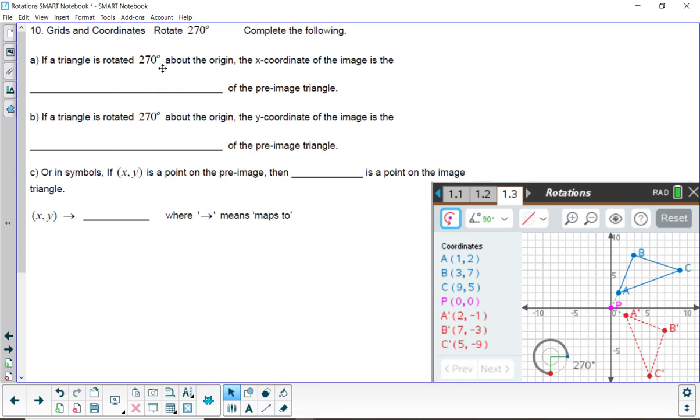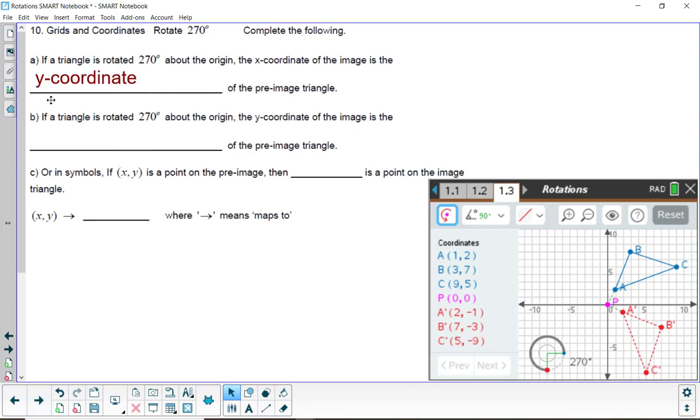So 10a, if a triangle is rotated 270 degrees, again about the origin, the x-coordinate of the image is the y-coordinate of the pre-image. The y-coordinate of the image is the opposite of the x-coordinate of the pre-image. Writing that symbolically, if (x, y) is a point on the pre-image, then (y, -x) is a point on the image. That is, (x, y) maps to (y, -x).